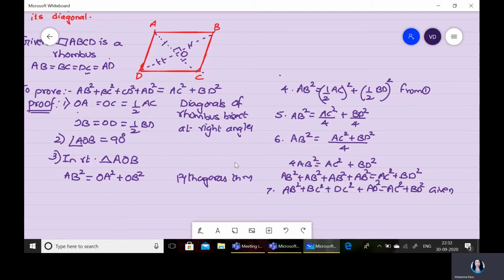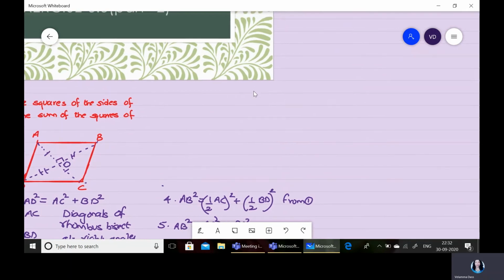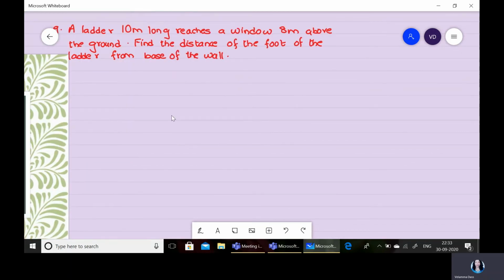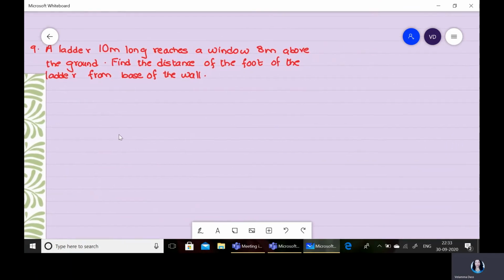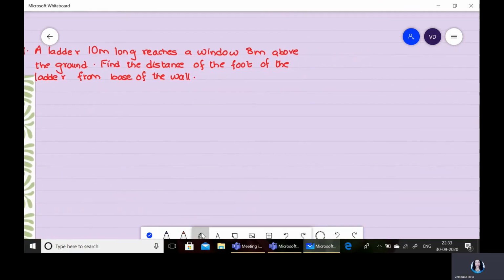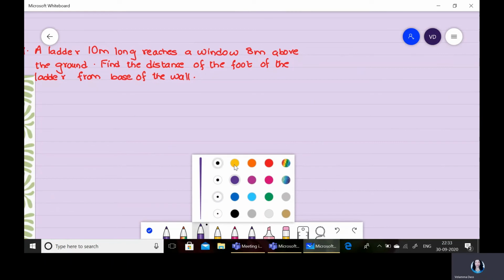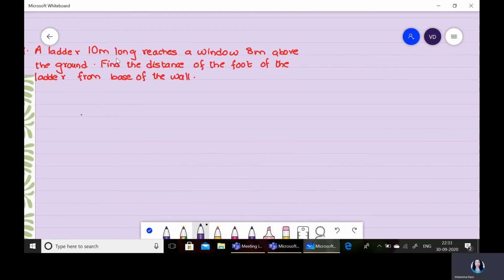Now let's go to the next one, students. So I will now do the 9th sum. The 9th sum is very easy and very simple. These are the 2 marker sums which you can score very easily. Just see, this is the 9th question, students. A ladder 10 meter long reaches a window 8 meter above the ground. Find the distance of the foot of the ladder from the base of the wall.